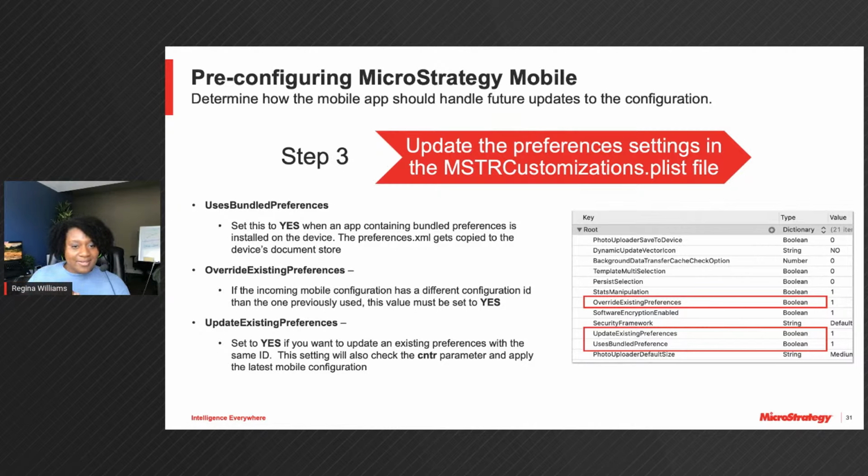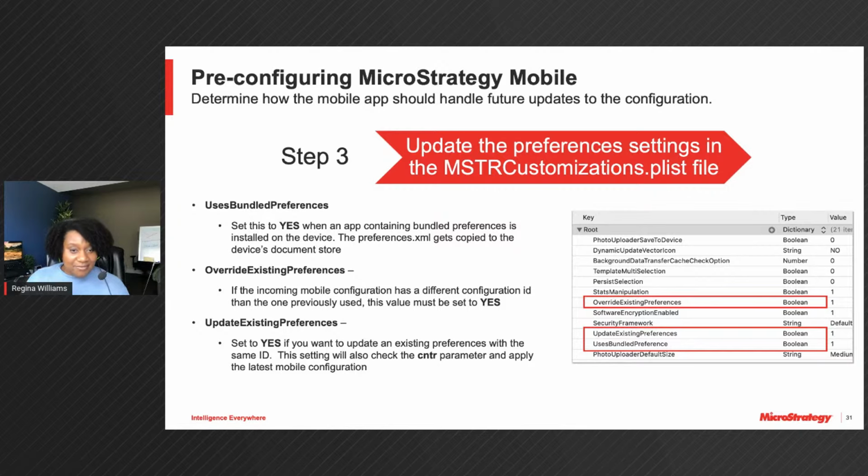And the override existing preferences, if this one is set to true or yes, means that if there's a brand new configuration, say for example in the mobile app administrator a second mobile configuration was created with a different configuration ID. They use configuration IDs to distinguish between them. If this one was now pushed or bundled into the preferences XML for a later release, this would cause MicroStrategy to say, oh, okay, this is a new configuration. If this is set to yes, I will override my existing preferences with this brand new preferences coming in.